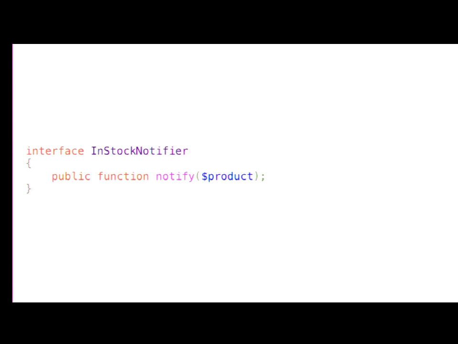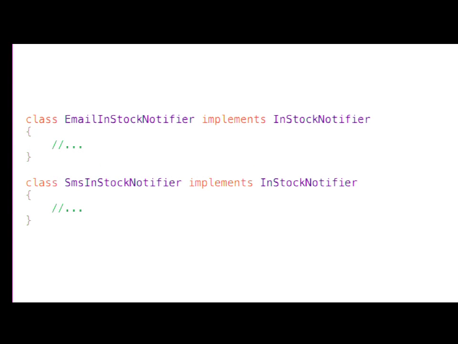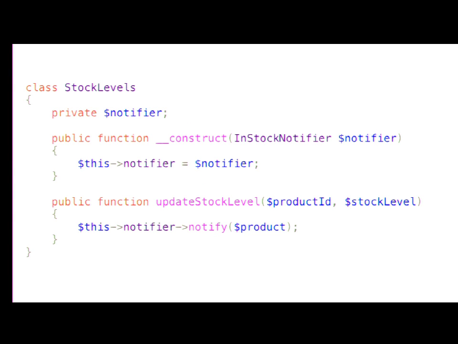Okay, so we can solve this by using an interface and type hinting on that. Our interface just says, I'm a notifier, and I have a notify method. We can update the definitions of our email in stock notifier, our SMS in stock notifier, and any future notifiers that we add to say that they implement the in stock notifier. We'll get a fatal error then if we don't actually implement the notify method when we try and create one of those. And then we can update our stock level class to type hint on the interface and not on the concrete implementation.